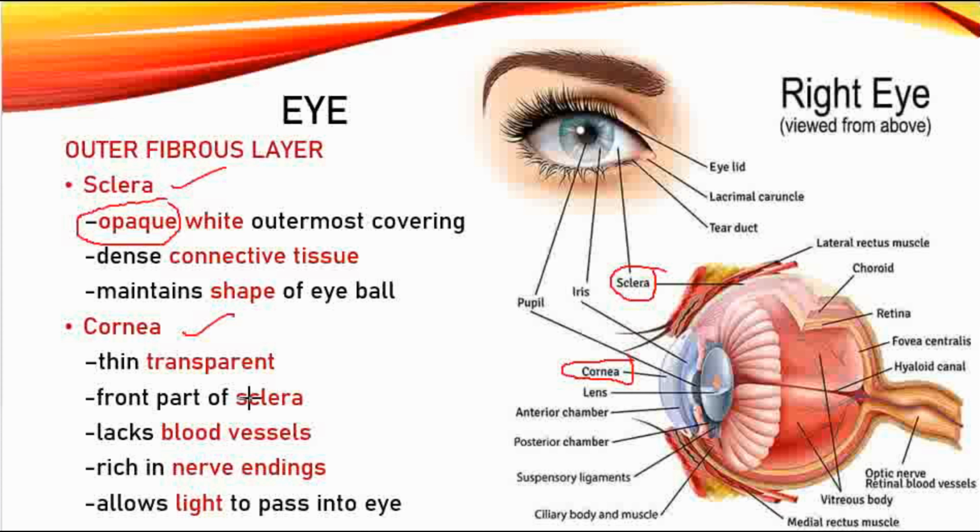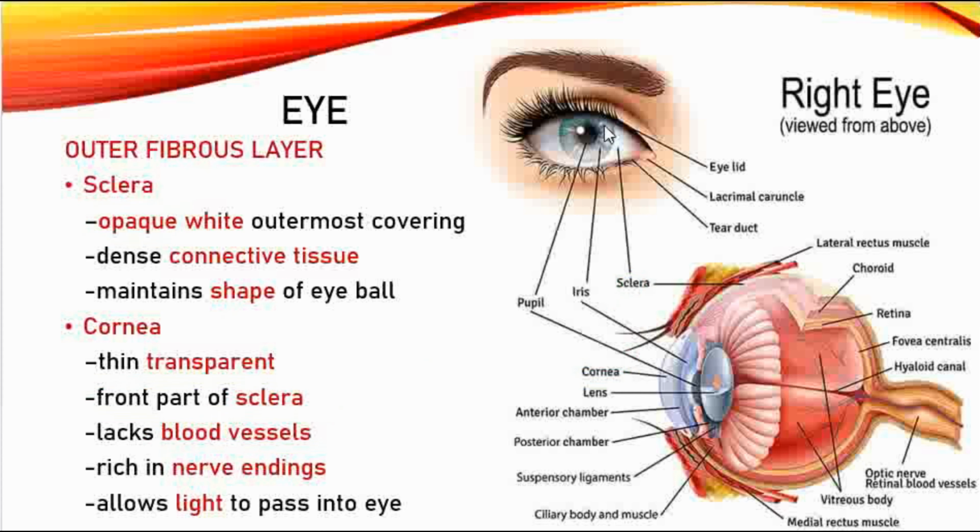So as I said, this is the front part of the sclera. The front part from the sclera is what we call the cornea, but the sclera is opaque whereas the cornea is transparent and it allows the light to pass through it. But what is the difference with that? The cornea lacks blood vessels. So it does not contain any blood vessels and it is rich in nerve endings. So there are a lot of nerve endings here, and it allows the light to pass through, as I already said.